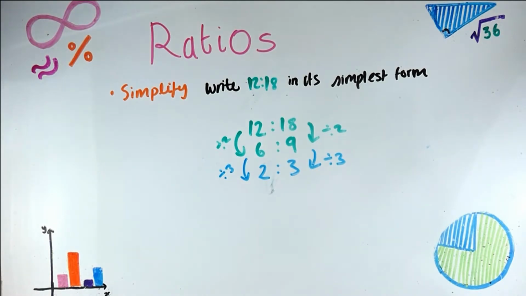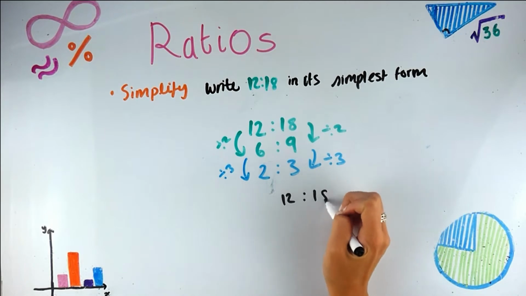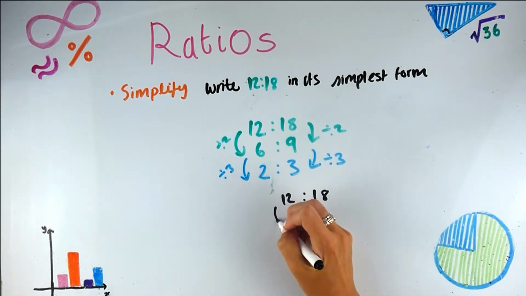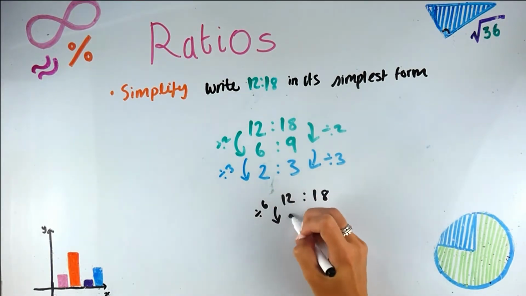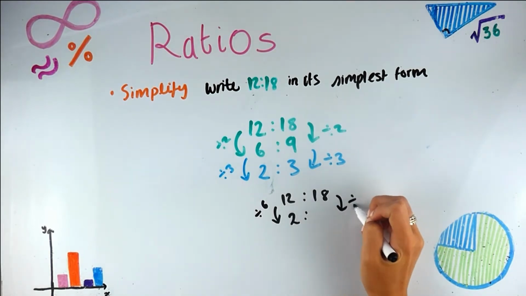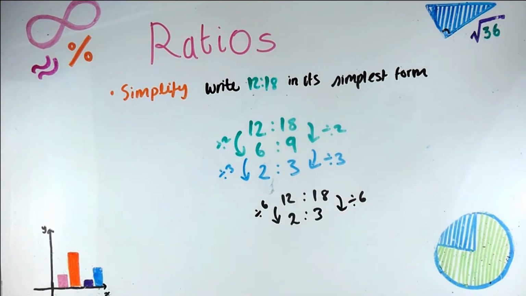Just so you can see, we can actually go from the first step to the final step in one jump. If we just divided each one by 6, so if you could have spotted that straight away, then you would have got there in one jump, but there's obviously no harm in doing more jumps.